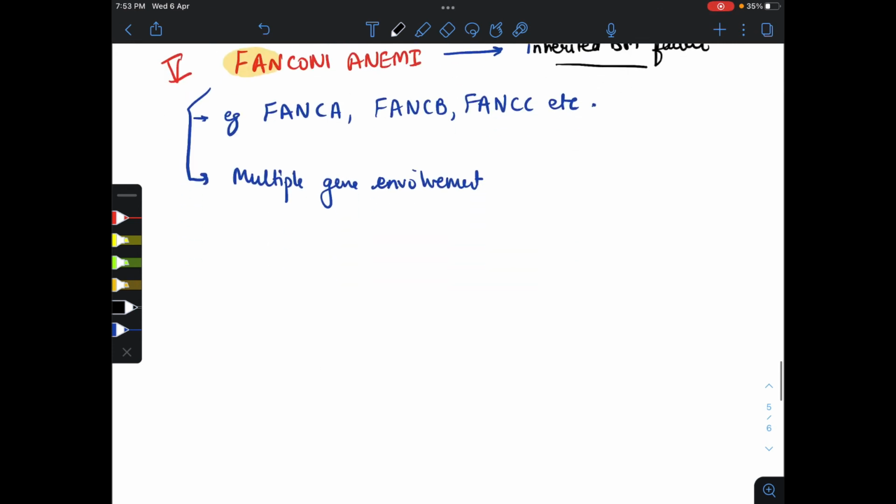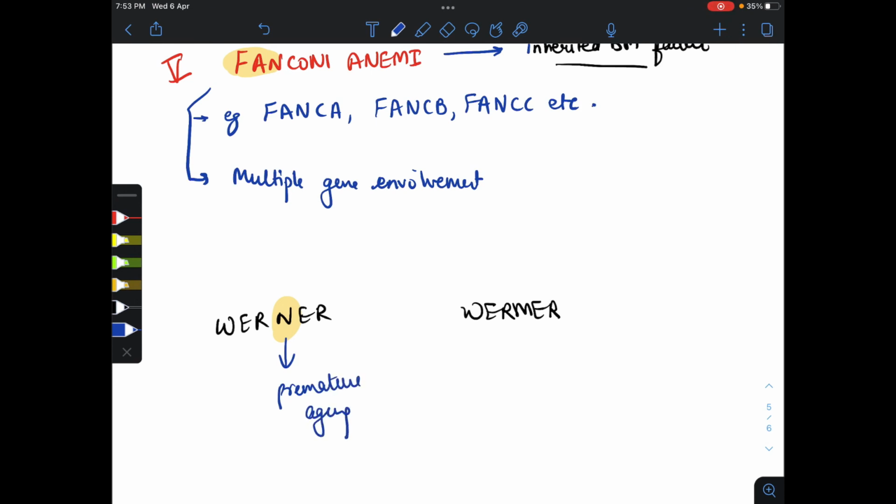In Werner or Wermer syndrome, as I already explained, please remember Werner and Wermer. There is premature aging in Werner syndrome, while Wermer syndrome is associated with MEN 1 syndrome.